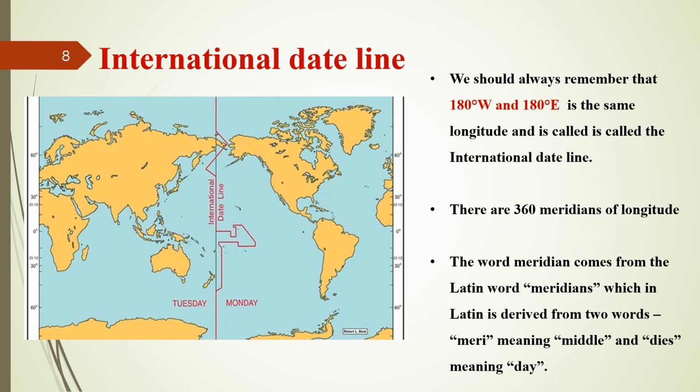There are 360 meridians of longitude. The word meridian comes from the Latin word meridies, which is derived from two words: meri meaning middle and dies meaning day.